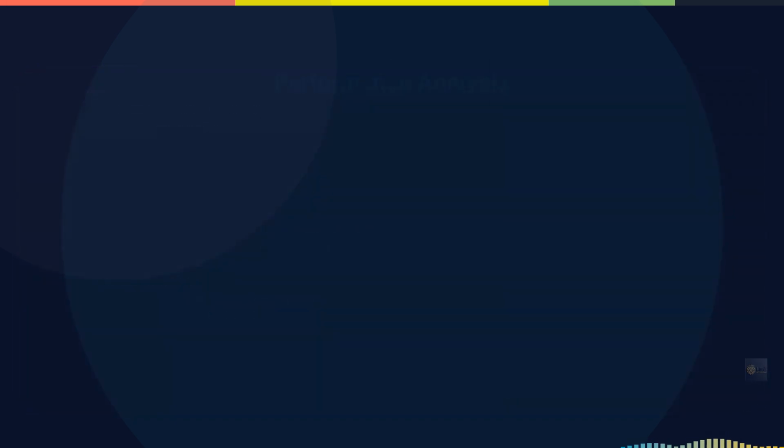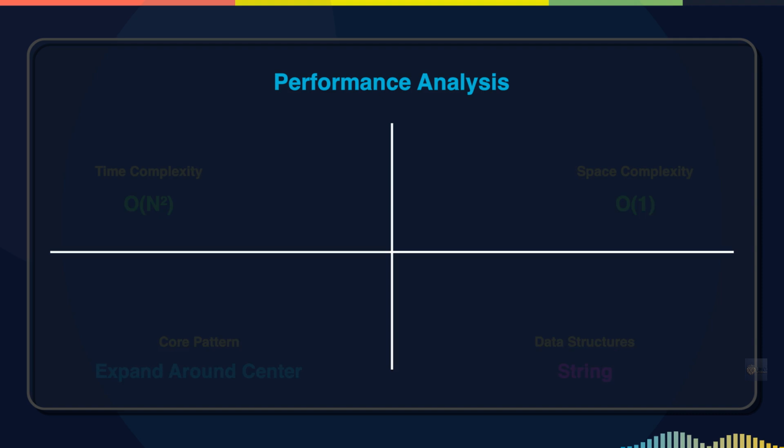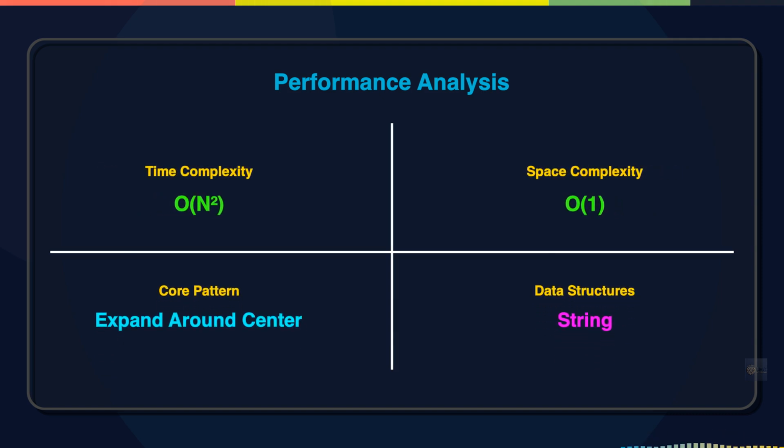Time complexity is O of n squared in the worst case, because each of the n centers can expand up to n steps. Space complexity is O of 1, since we only store a few index variables and never build a new string during the search.